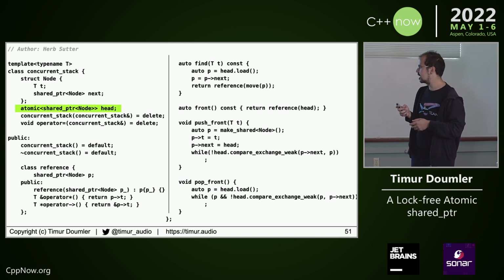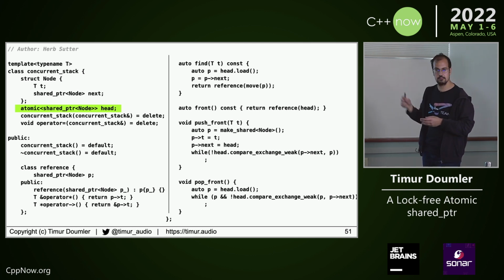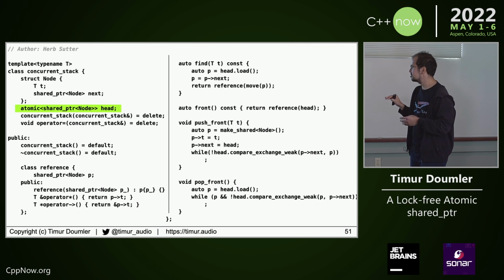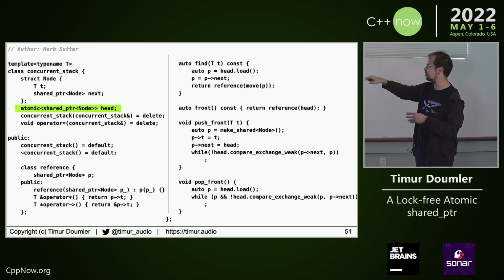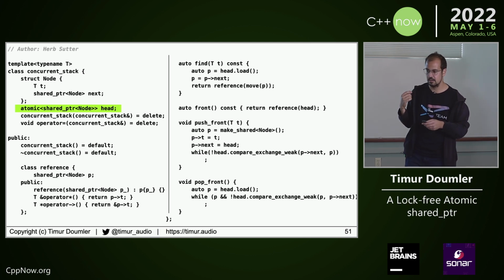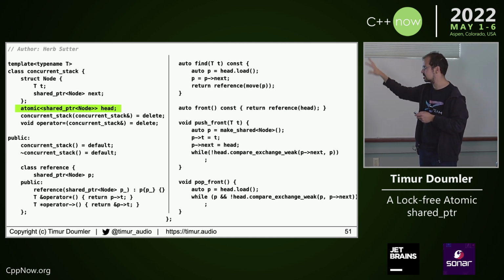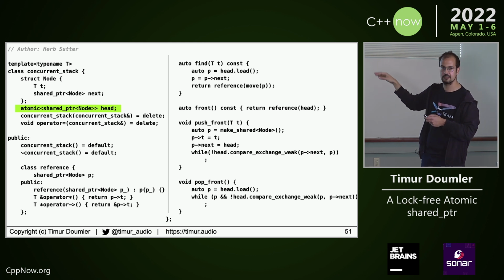And it uses this atomic shared pointer here. The whole thing fits on a slide. It's actually complete, and Herb says that it's also correct, and I believe him. So all the complexity of managing the ABA problem and the lifetime and everything is encapsulated in this atomic shared pointer here. And it's not just the concurrent stack. There's also an implementation of a lock-free queue, which is also built on top of atomic shared pointer, which is similarly short and elegant.